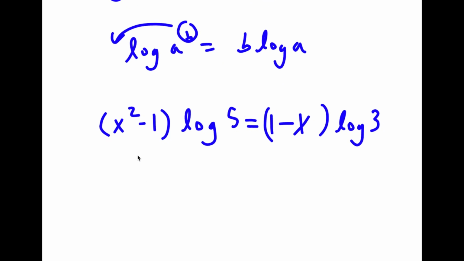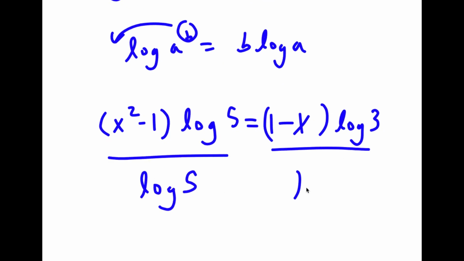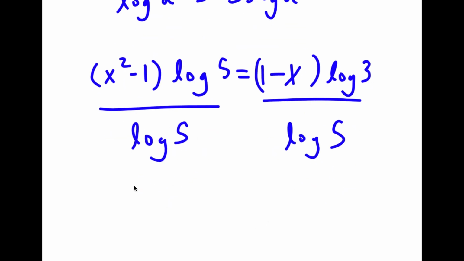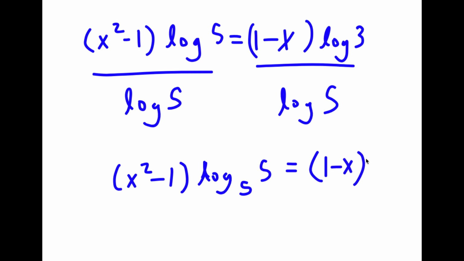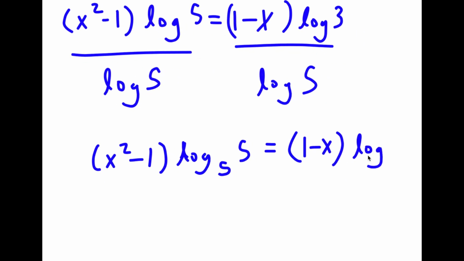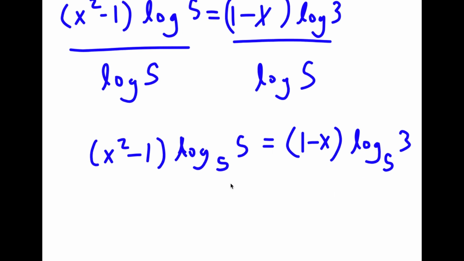Now, if I divide both sides by log 5, I get x squared minus 1 times log base 5 of 5 is equal to 1 minus x times log base 5 of 3. So if you divide two logarithms, the logarithm that's being divided by is going to turn into the base.